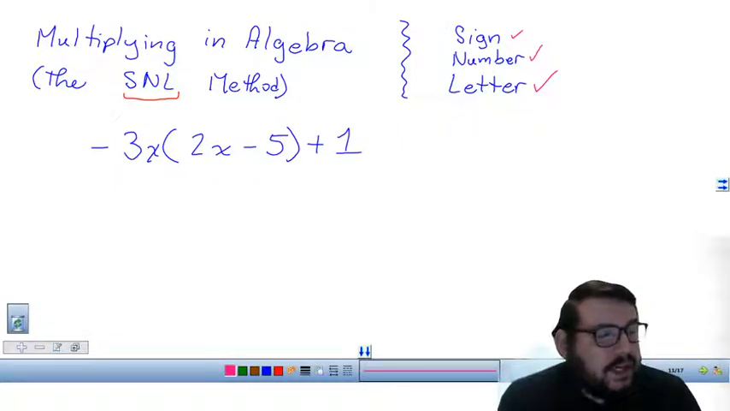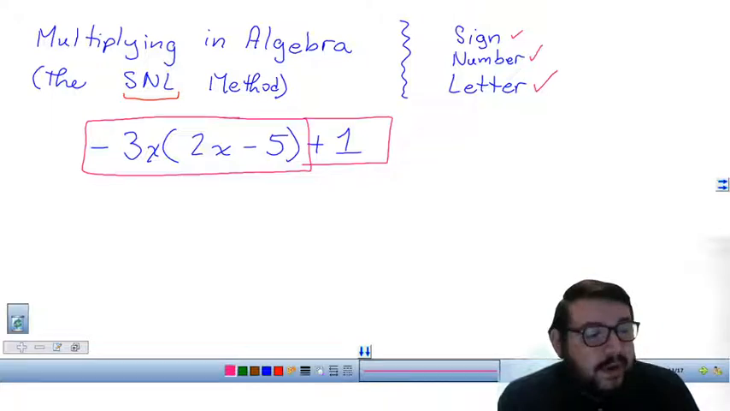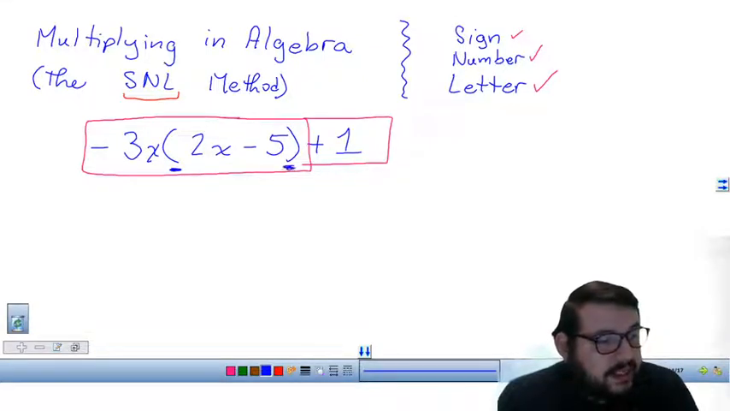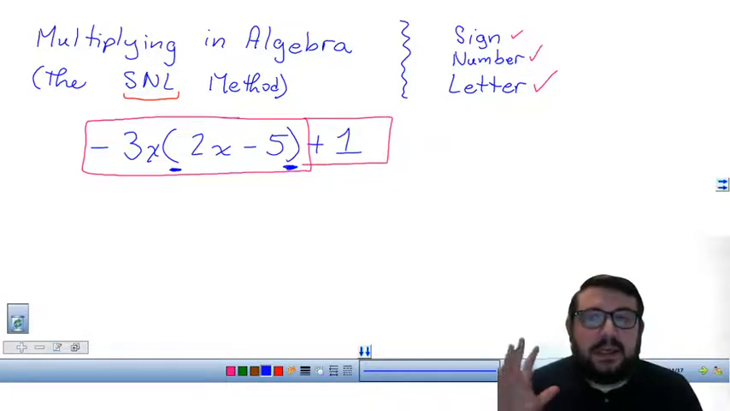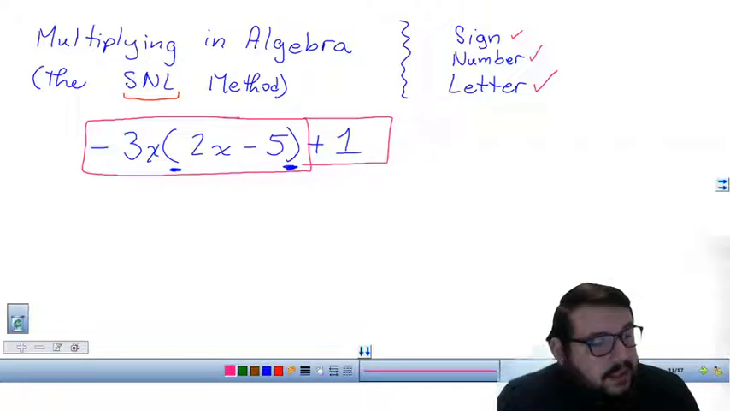So here I see an expression, and guess what I'm going to do first? Of course, I'm going to identify my terms. Now, when we are looking for multiplication, we try to establish which one looks like it needs multiplying. Well, obviously this one does, and the reason it does is because it has parentheses. And we all know from way back that parentheses mean that we might need to multiply. Well, in this problem, we're going to multiply using an algebra method, basically called the SNL method.